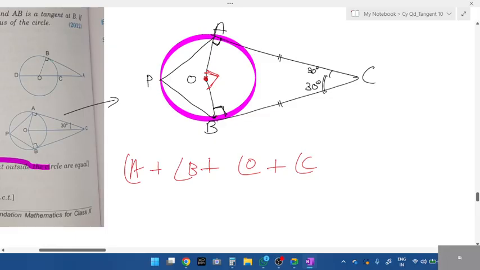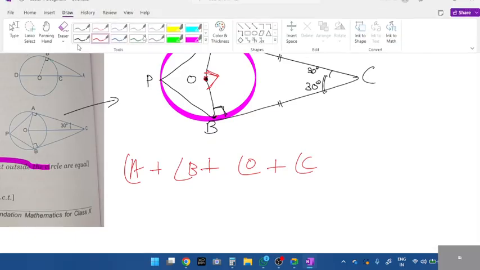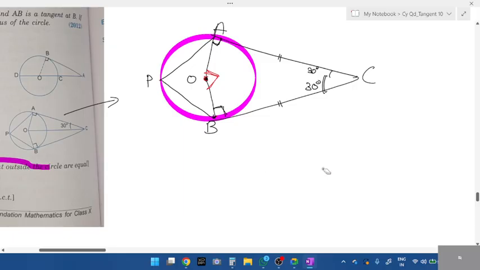Angle A and angle B are 90 degrees each, 90, 90, 180. Remember this concept, students. You can do the calculation here. In 360, 180 is gone. What is the balance we have? How much angle is left in 360? If 180 goes, you have another 180, right? In 180, what is angle C? Total angle 30 plus 30, 60 degrees. If you subtract it, what is angle O, students? What is this angle?